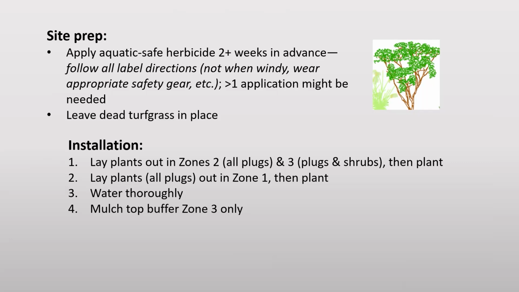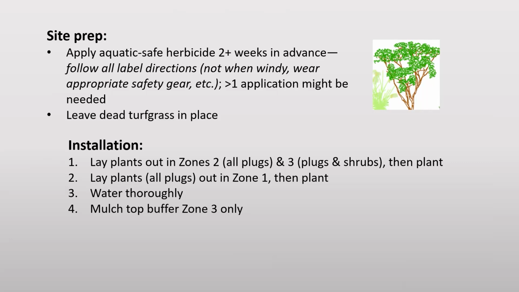And I would suggest, in terms of how to install it, you would lay out plants in zones 2 and 3 and plant them. And then lay out the plants in zone 1 and plant that. The reason you do that is because you can stand at the bottom and work at the upper parts of the ditch. It makes it a lot easier on the back and just less likely that you're going to trample over anything in the bottom. Of course, you got to water anything that you are planting thoroughly.